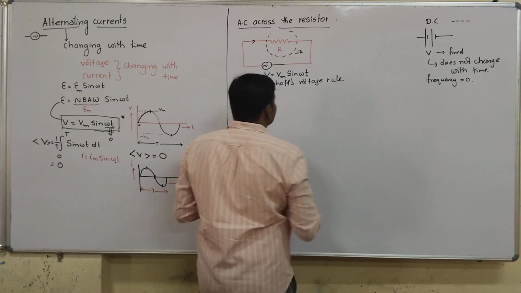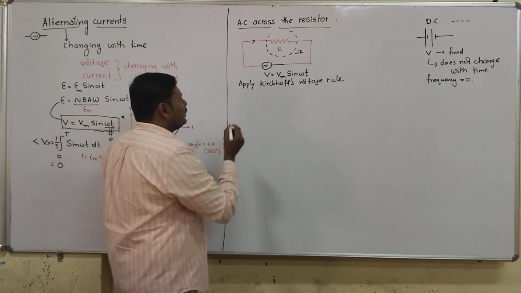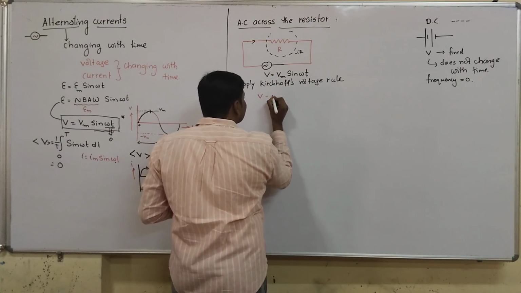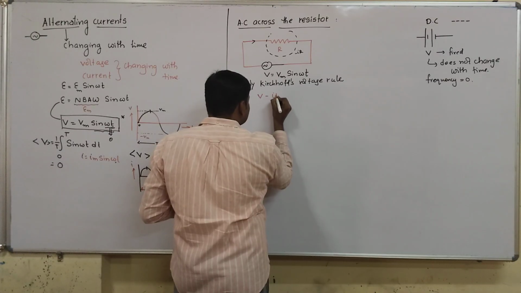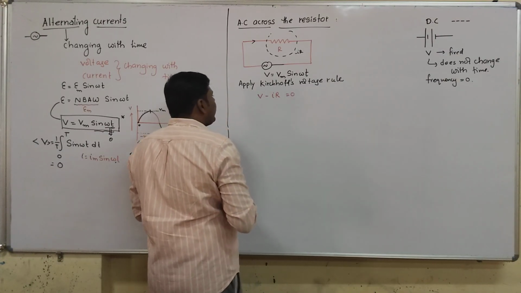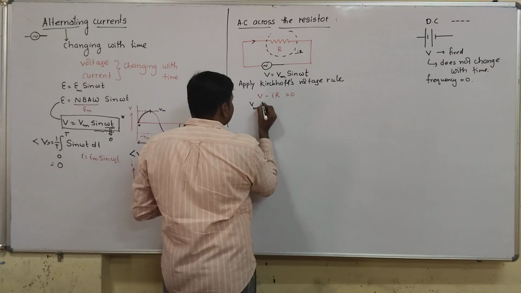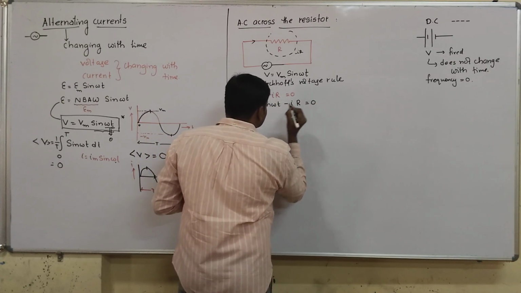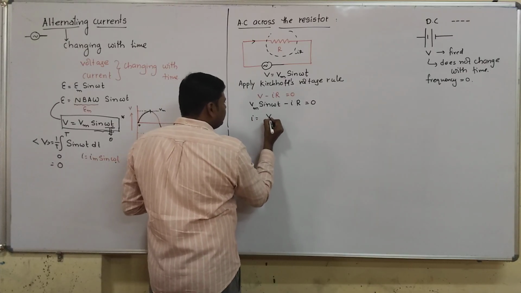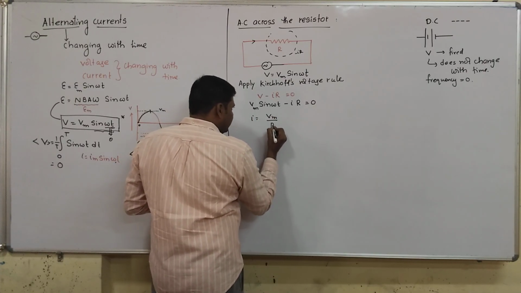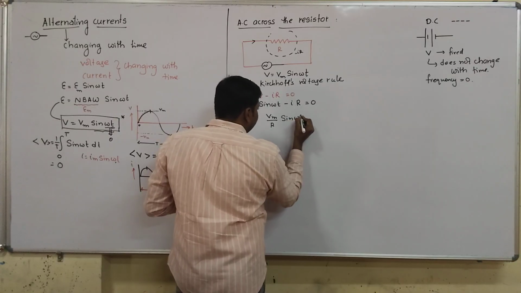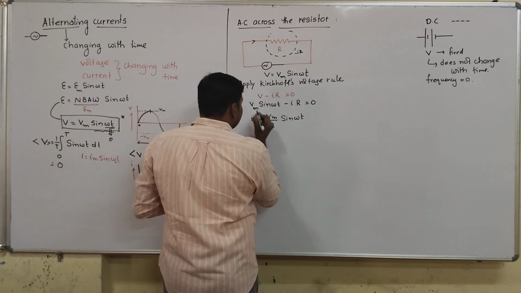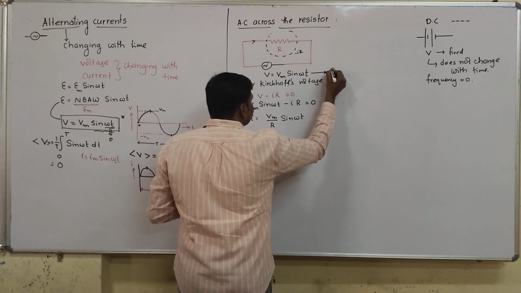Kirchhoff voltage rule. What is this Kirchhoff voltage rule? Along the loop, the sum of the voltages across all the elements is 0. Now Vm sin omega t minus IR is equal to 0. So I is equal to Vm by R sin omega t. This is equation 1.